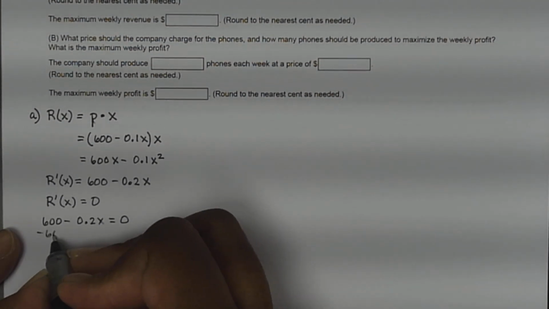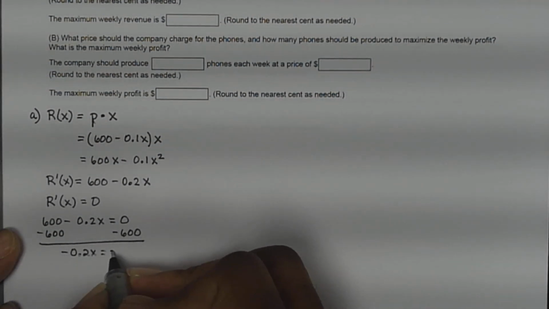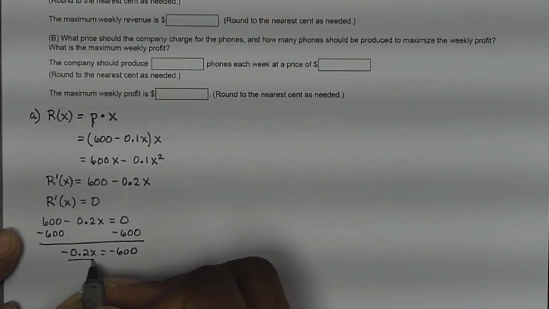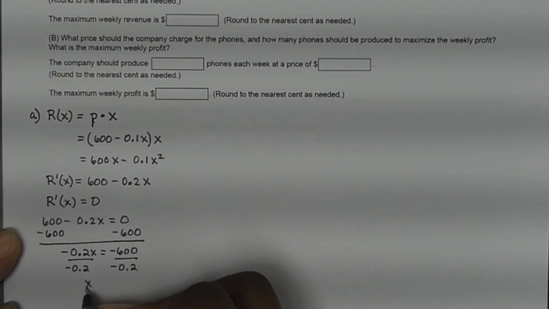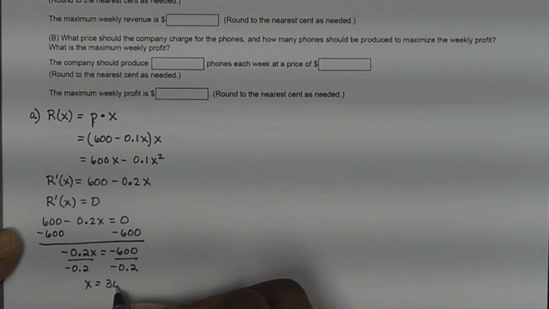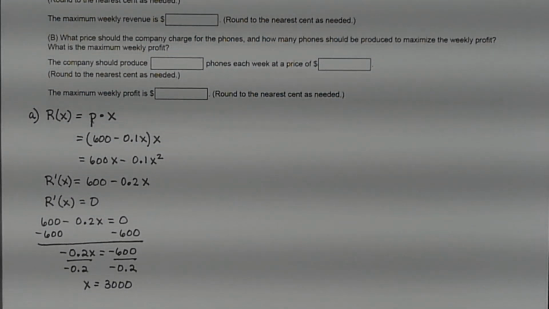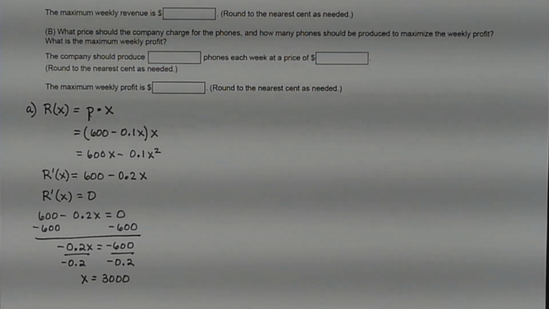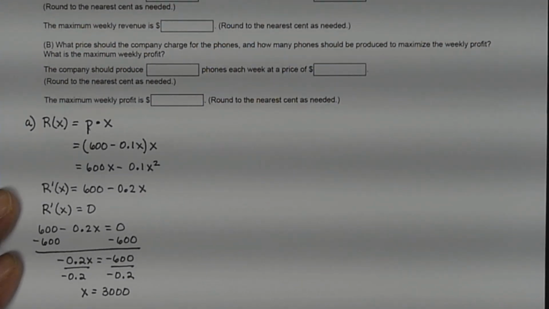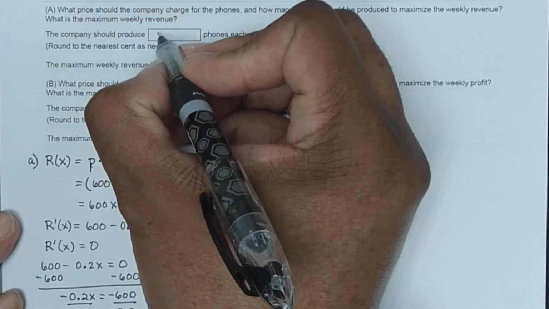And if you want to, you can subtract 600 on both sides because you're going to have to solve for x. So that means negative 0.2x is equal to negative 600. And then divide both sides by negative 0.2. That means x is equal to 3,000. That you can just type into the calculator yourself. Do negative 600 divided by negative 0.2, you'll get 3,000. So what that means here is that the company should produce 3,000 phones.